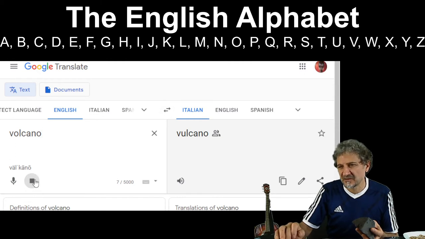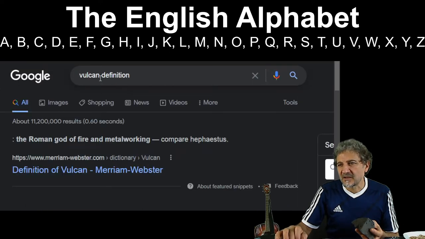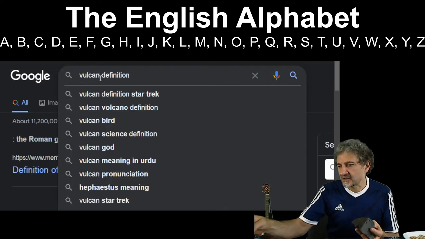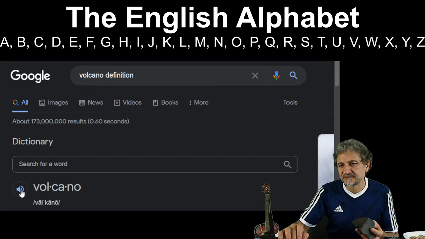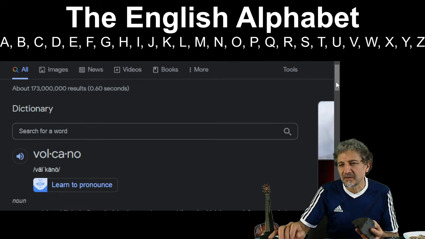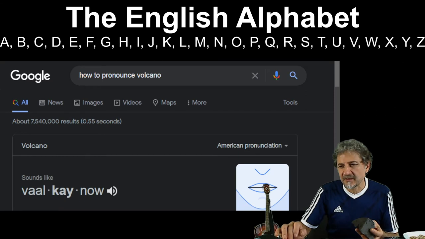Volcano. Let's go with the dictionary. Let me see how she says it here. Okay, never mind. Volcano. There are two stresses on volcano, and the three at that point. Very hard to pronounce. Volcano. That's the way I hear it.